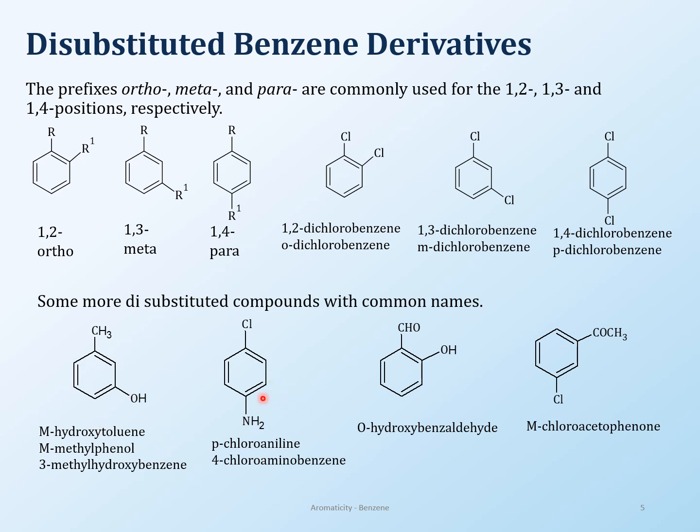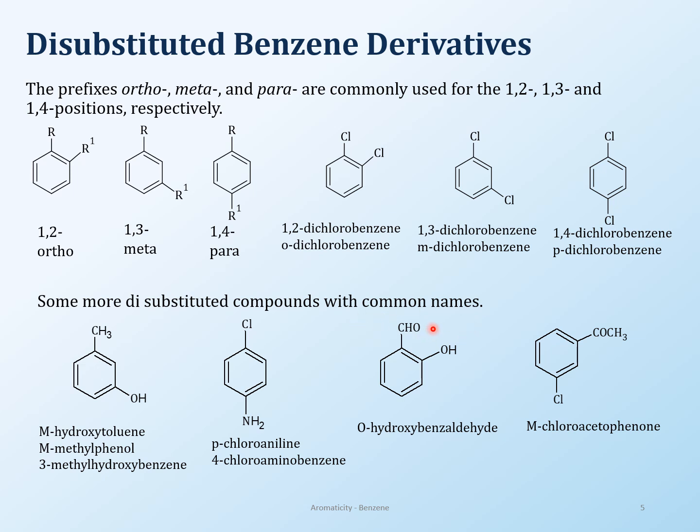So just remember that when you have 2 substituents, the main thing is, what do I want to give my base name to? So here when you have NH2 and Cl, choose aniline, although you can choose amino group also. Here I've done that with aminobenzene. So 4-chloroaminobenzene or para-chloroaniline.